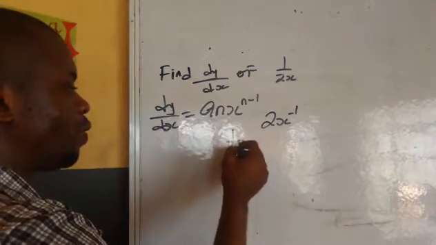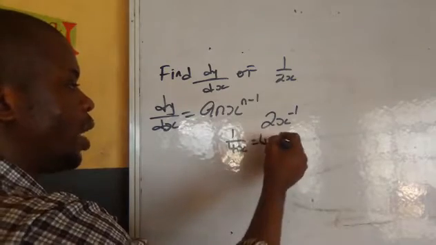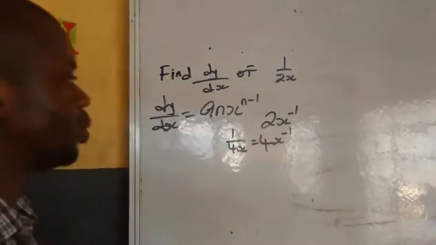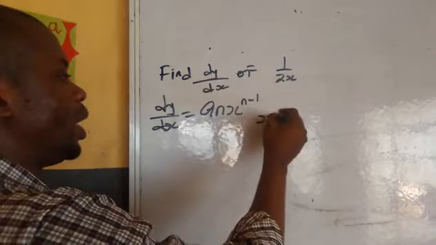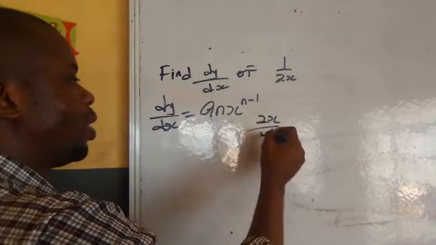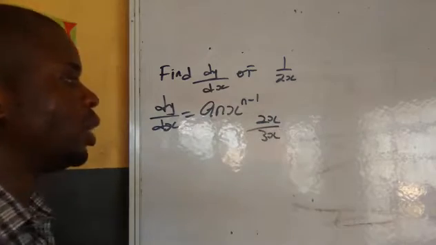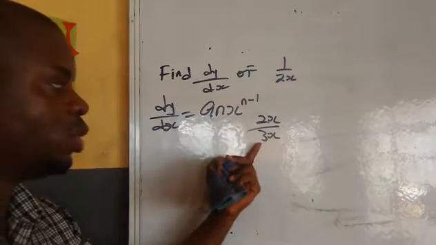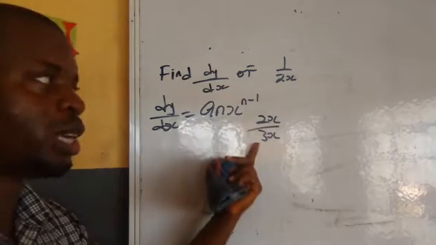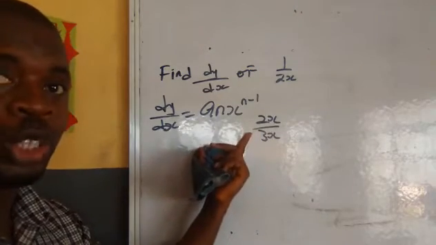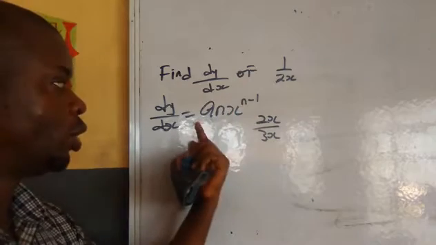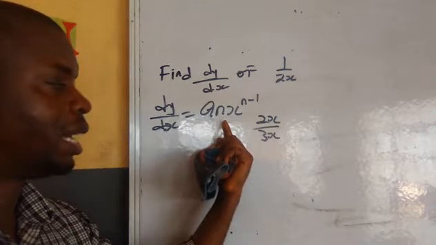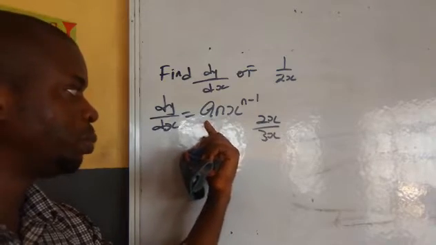If I have 1 over 4x, it's going to be 4x raised to the power minus 1. That is how to convert it. But when you have a situation like 2x over 3x, where the numerator can be differentiated and the denominator can also be differentiated, you will not use this ordinary principle. You can't use that indices method, so you cannot simply use this formula and get the answer.